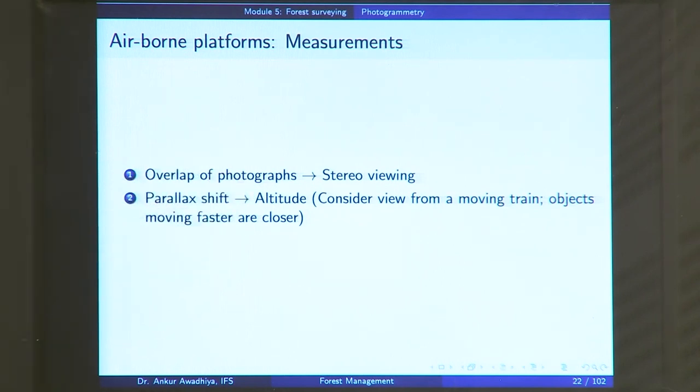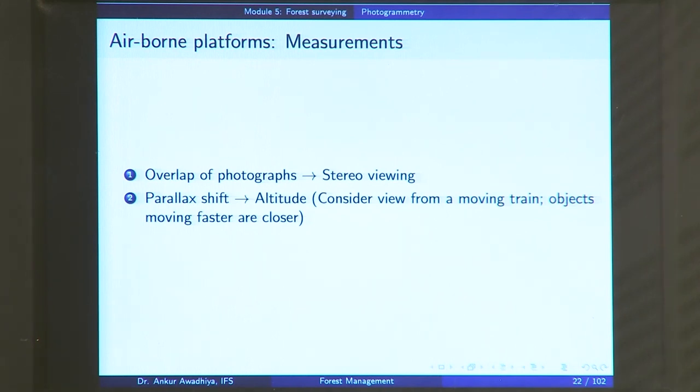Now, in the case of parallax shift, you can consider that when you are moving on a train journey and you look outside the window, the trees that are closer to you appear to be moving at a much faster speed as compared to the trees that are at a far off distance.